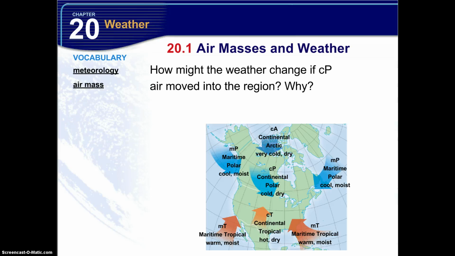The question: how might the weather change if CP air moved into the region, and why? Both temperature and humidity would decrease. Then you add the why. What do you think? That's right, because continental means the air becomes drier, so the humidity would decrease. And the P that stands for polar means it's cold, so it would be colder. So that's a cold, dry air mass coming into whatever region you were in.